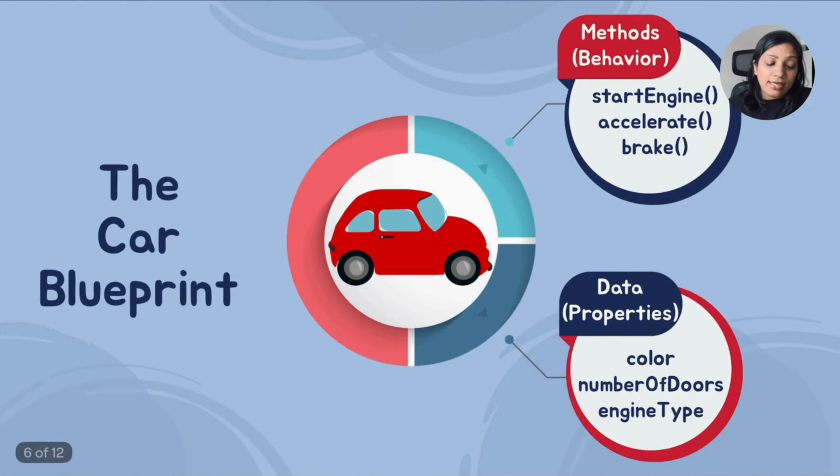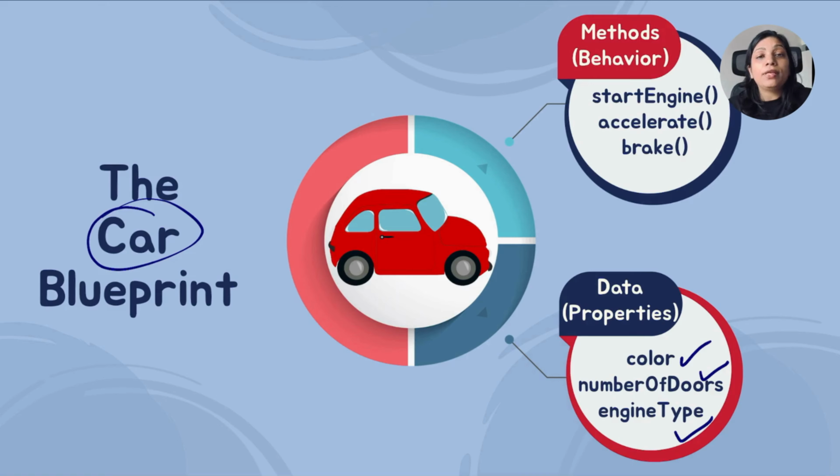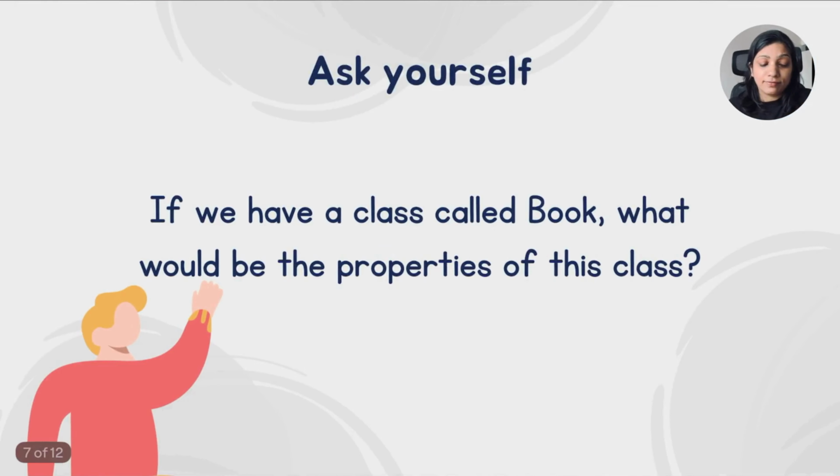Let's consider this car. So by writing car, we just have a blueprint, we just have a structure. But when we say we have color of the car, number of doors, engine type, these are the properties of the car. Now, every car will have the behavior to do certain things like start engine, accelerate, brake. These become the methods which will operate upon the properties or the data of the car.